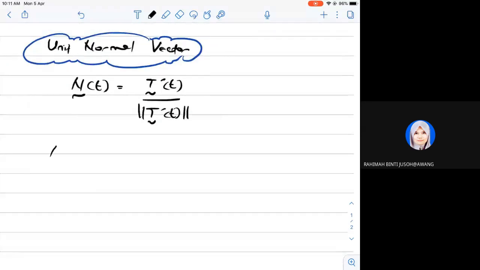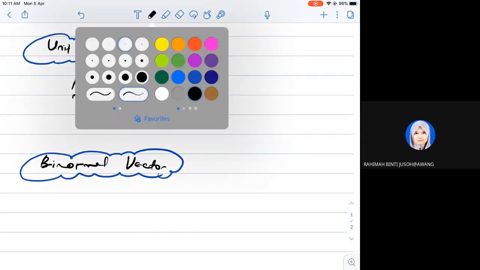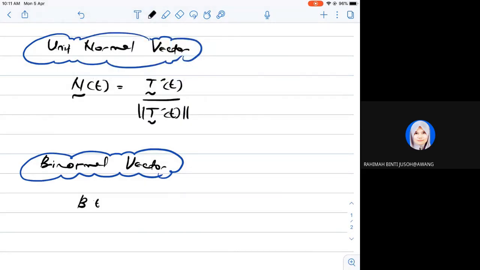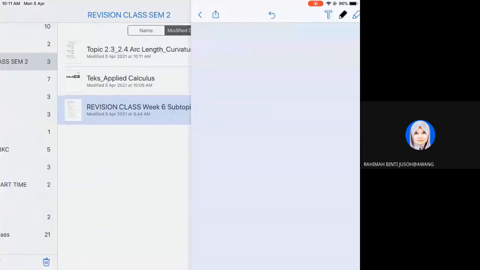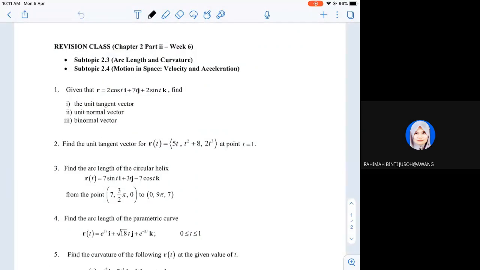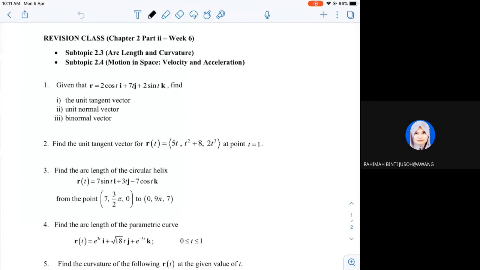And then the last one, we will have binormal vector. So for the binormal vector, denoted as B, equals the unit tangent vector cross product with the unit normal vector. Like this. Okay, as I mentioned in the group WhatsApp, I will use these revision exercises as our revision notes for this class. Okay, so let us solve question number 1.